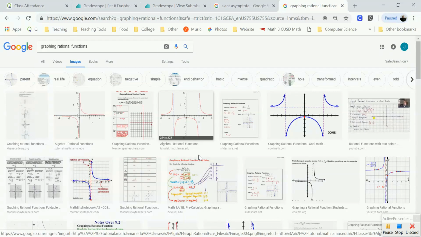Why it looks like... it's not your graph. It's graph. All right, anybody need more time? Okay.